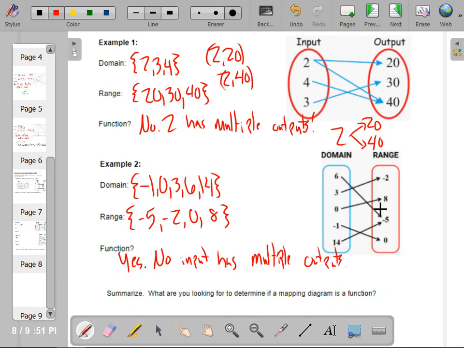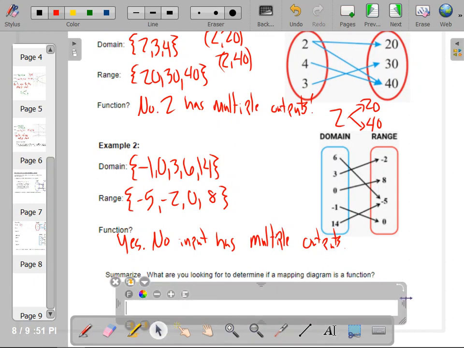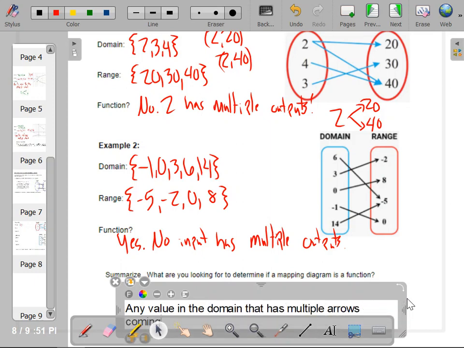It doesn't matter if more than one arrow pointed to -5. So what? It's the inputs that can't have more than one output. They can all have the same output. It's just that no input can give you two different outputs. So if you're doing a mapping diagram, what you're looking for is any value in the domain that has multiple arrows coming from it, which means there is a repeat x value. So it's not a function.